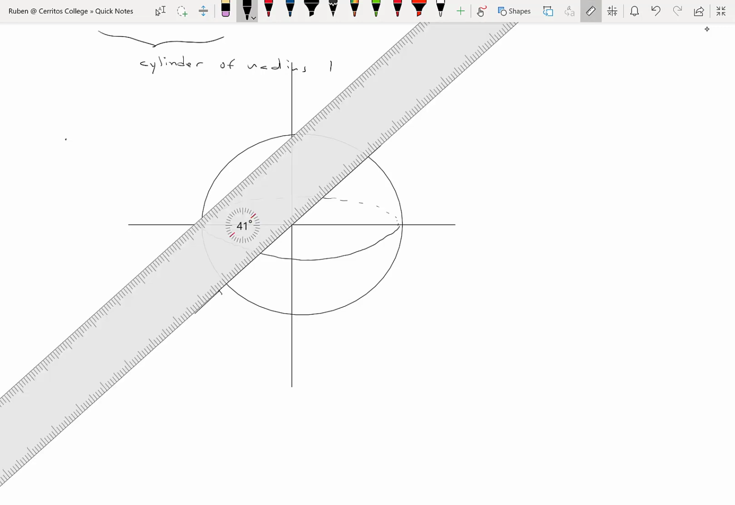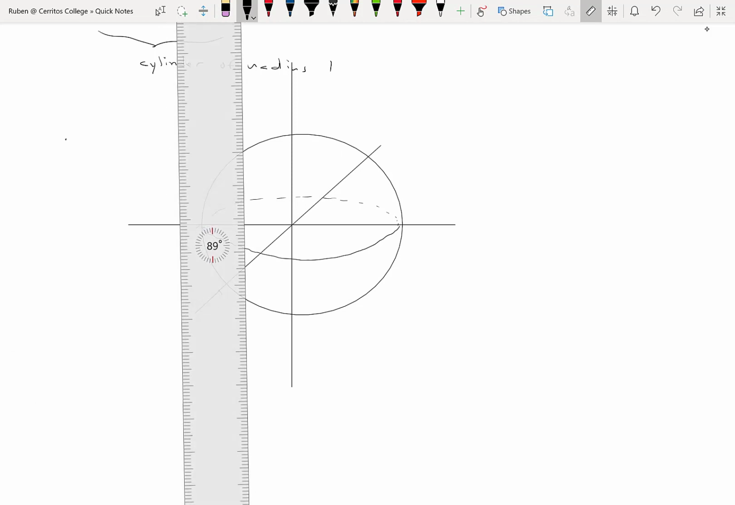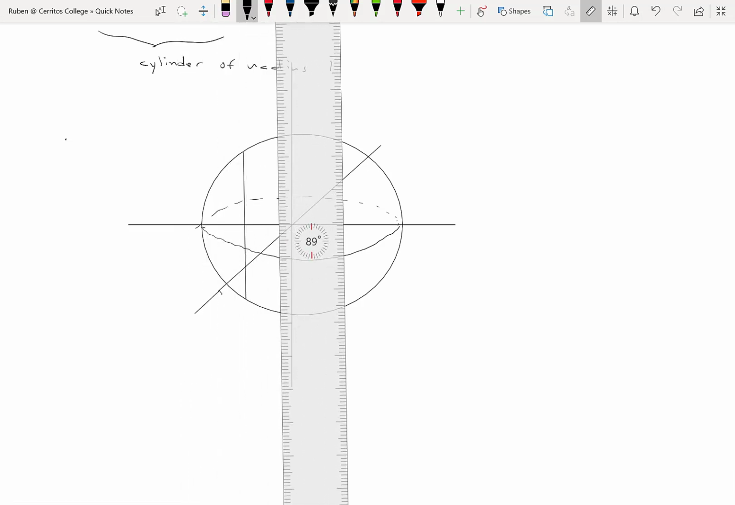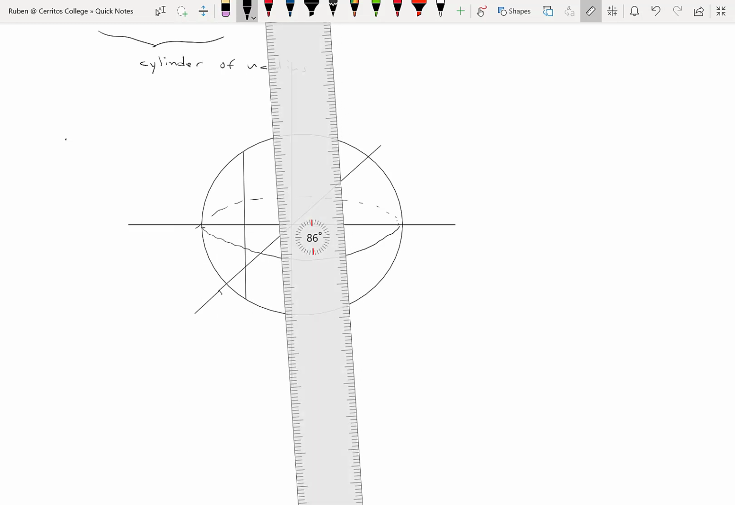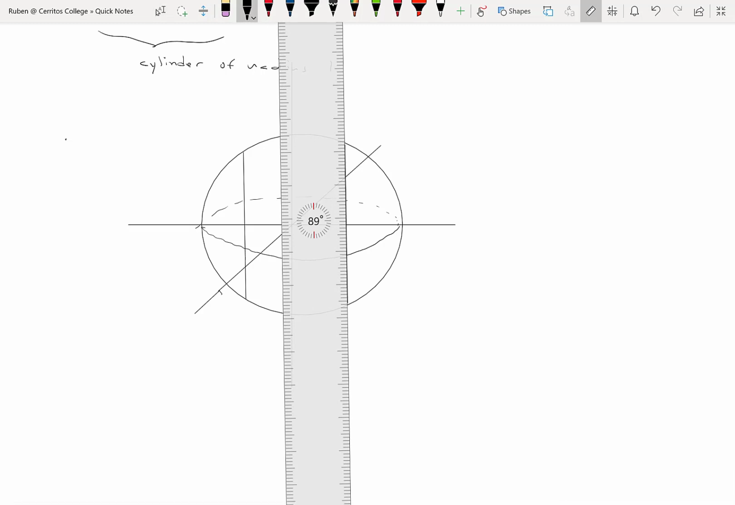Okay, so I might as well try this again with the ruler. And that's about 90 degrees. The ruler doesn't let me lie though, so okay. Let's see. Oops, 86 degrees is really off. And 89 is all right. Okay, I'll be happy with 89 degrees.